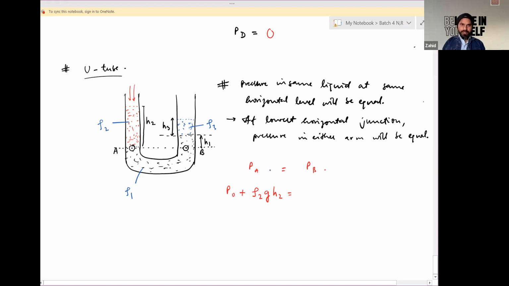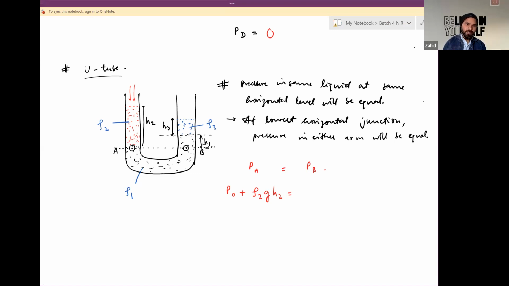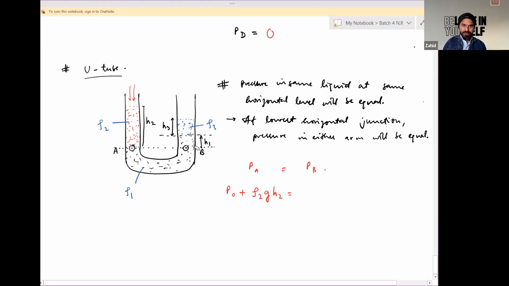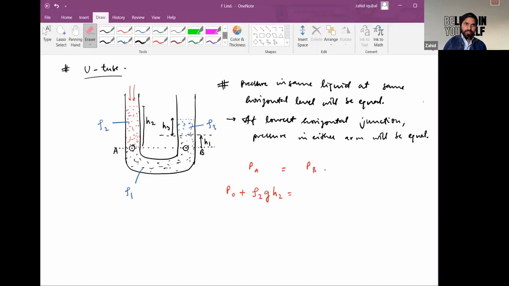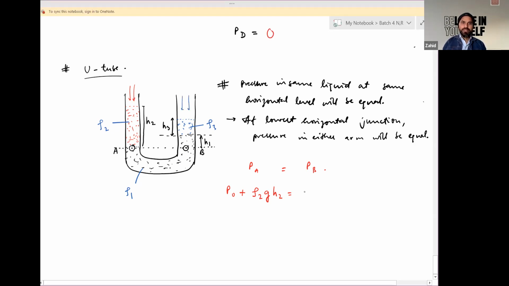Similarly, for point B, if you calculate, there are 3 different segments. One is due to this H1 amount of liquid, second is this, third is this, and also due to air present above it. So pressure at point B will be due to rho g H1, that is first liquid, plus rho g H3, that is third liquid, plus atmospheric pressure. Nabila, is it clear? Yes, sir.